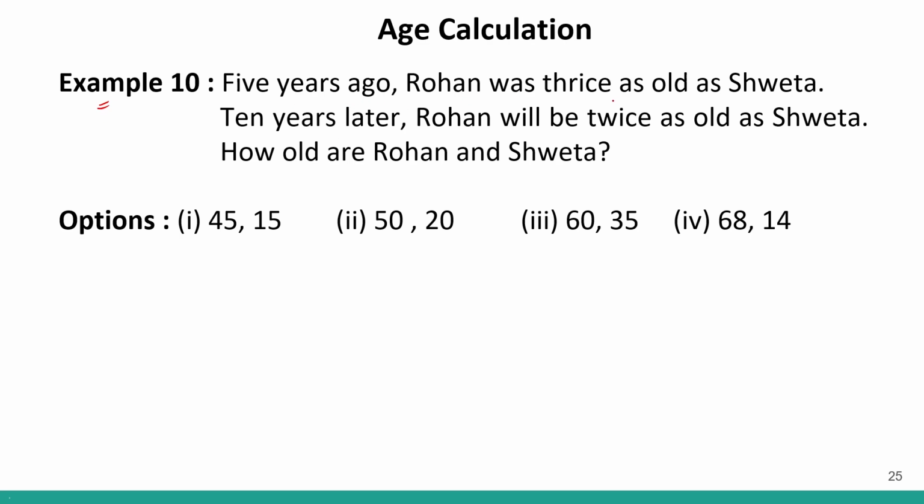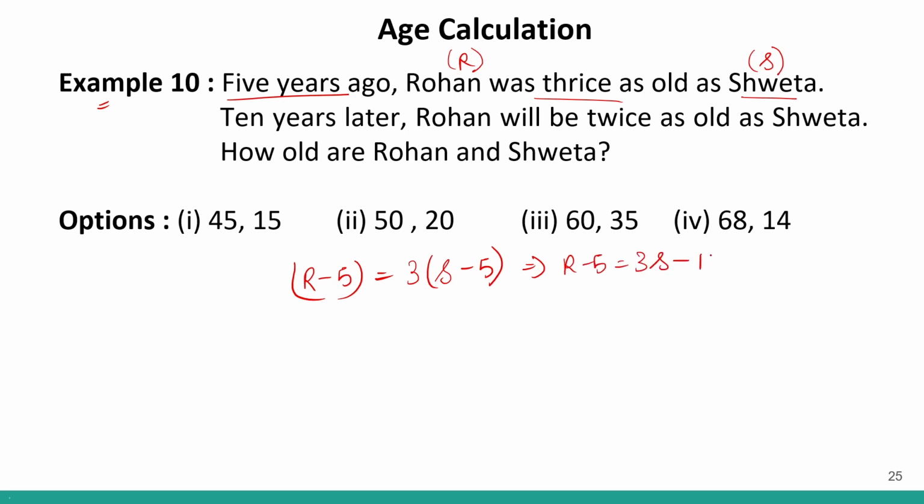Question number 10. 5 years ago, Rohan was thrice as old as Shweta. So let present age of Rohan is R and present age of Shweta is S. 5 years ago, that means R minus 5 was thrice the age of Shweta, S minus 5. So if I open this, I am taking small s to avoid confusion between S and 5. This is small s. So R minus 5 is 3s minus 15. This is how you open the bracket. If I take 5 this side, it will be positive. So it will be 3s minus 10. Correct? This is equation number 1.